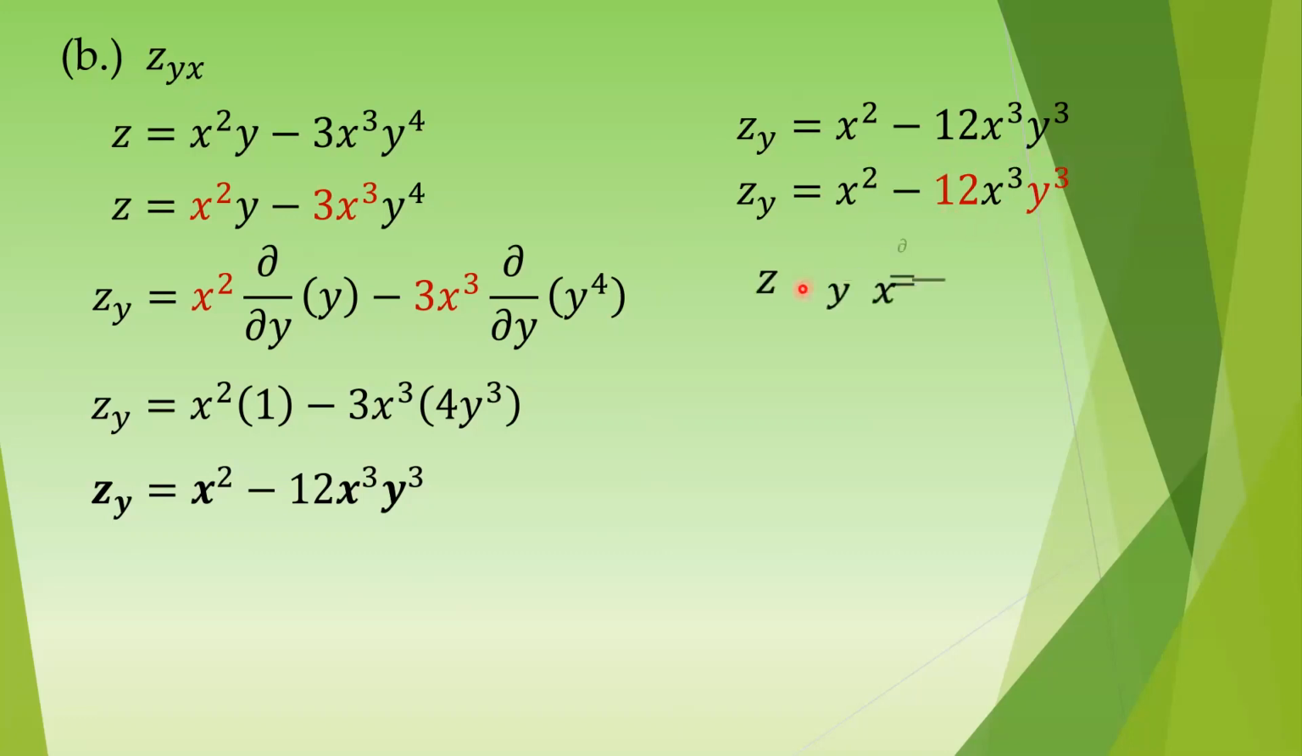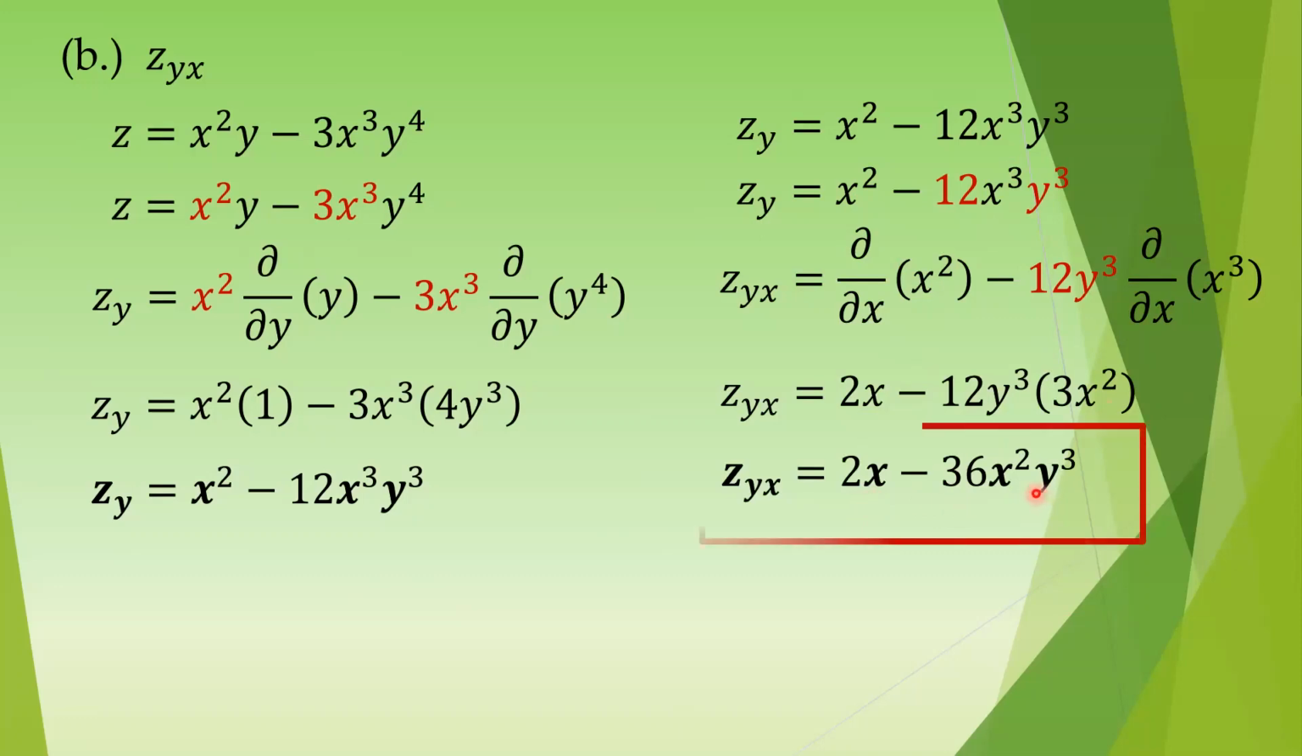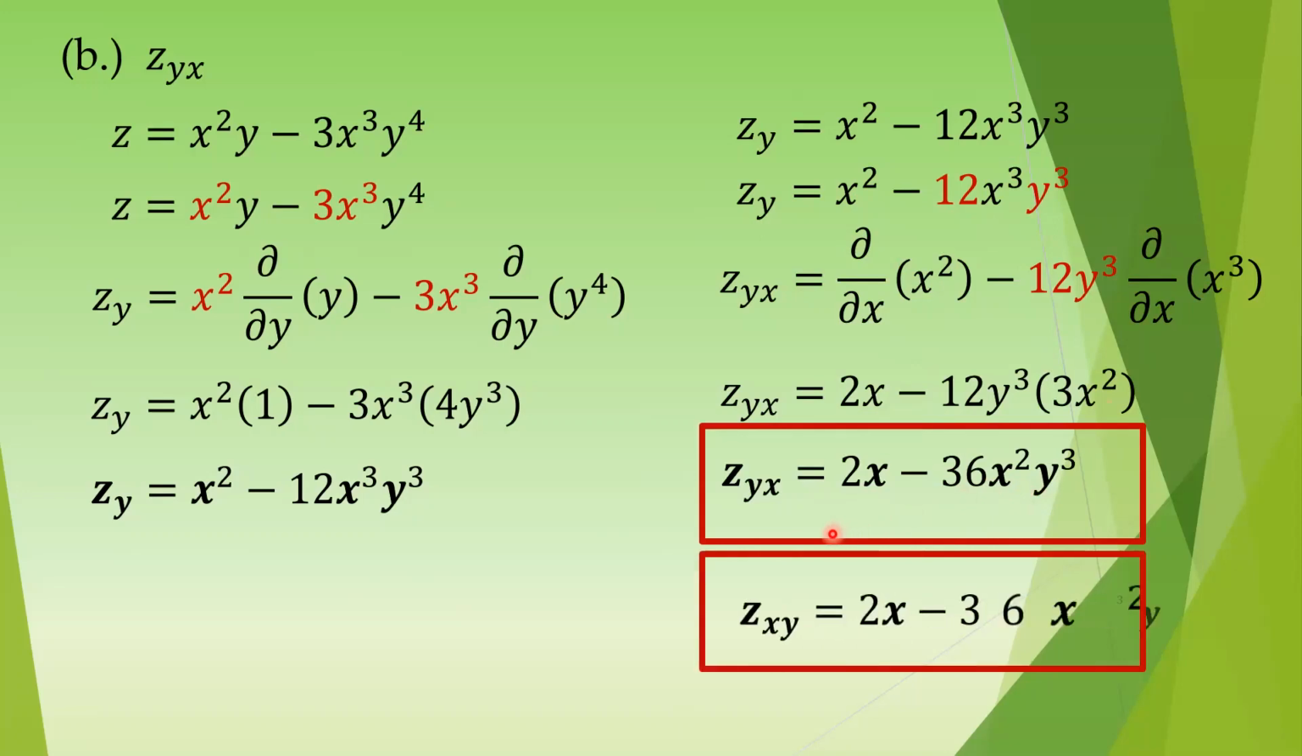So, z sub yx is now equal to derivative of x squared minus 12y cubed. Labas muna yan kasi yan ay constant, derivative of x cubed. Then applying formulas, we have 2x minus 12y cubed times 3x squared. So z sub yx now equal to 2x minus 36x squared y cubed. Kung napansin ninyo, ang sagot ay kamukha doon sa letter A. Sa letter A natin, z sub xy ay 2x minus 36x squared y cubed.